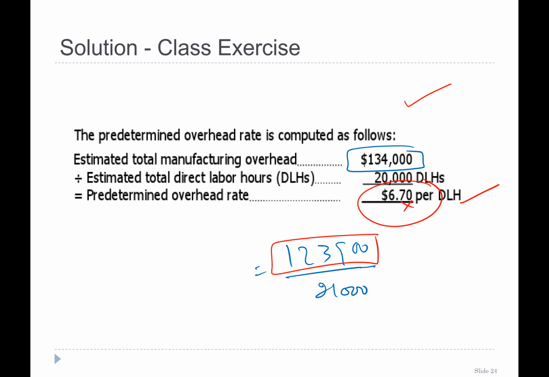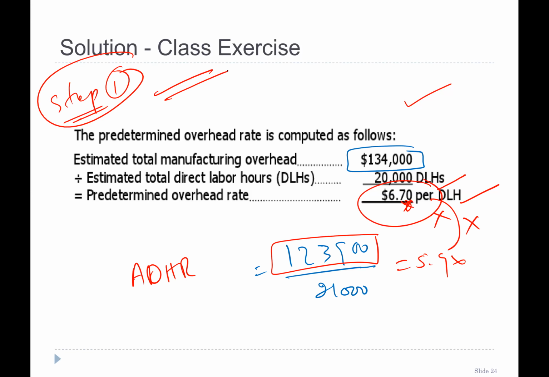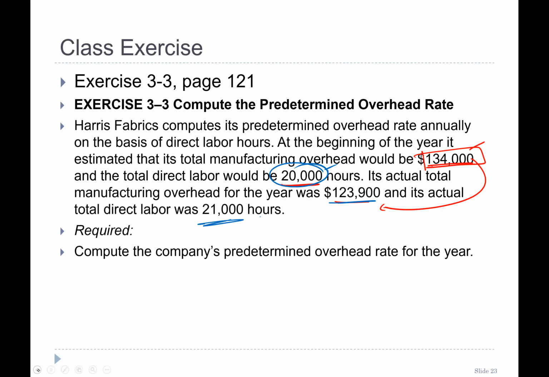I'm talking about one step further from where you calculated the POHR, very right, nice. Now the question is, the actual overhead rate is 123,900 divided by 21,000. It's 5.9. The thing is, we are not comparing this one. Up till now, step one is completed in allocating the cost. Done. But I'm moving forward. Now the question is how much we did not include.